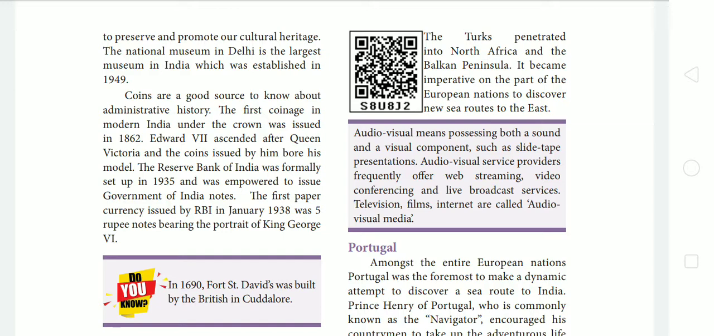The first paper currency issued by the RBI, that is the Reserve Bank of India, was the 5 rupee note in January 1938, bearing the portrait of King George VI. It bears the portrait of King George VI because at that time India was ruled by the British.